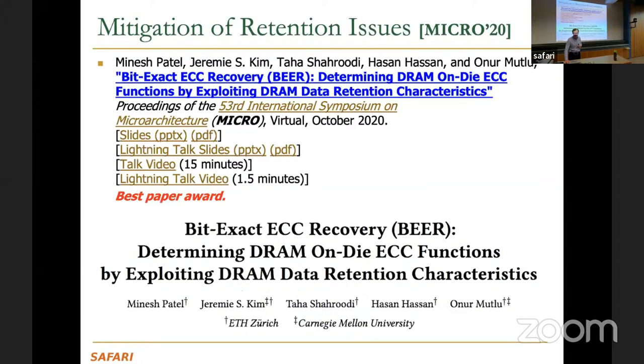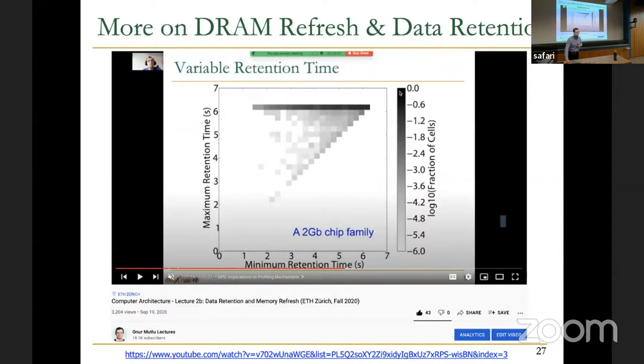Okay, I brushed through these, but I'm not going to talk about this. This was actually one of the earlier lectures that we had in computer architecture. This is 2020, but it's kind of true for 2021 also. We used to put data retention and memory refresh as one of the earliest lectures. I'm going to pull it to later. But if you're impatient, you can actually watch this lecture.